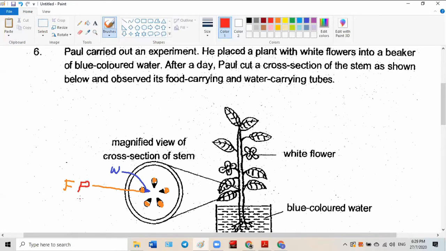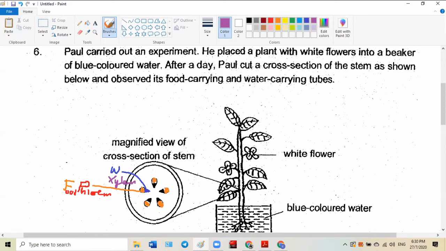Yes, now. The P is the phloem, P-H-L-O-E-M, but you people don't need to learn that. But the food tubes actually are called phloem. The water carrying tubes are called WXYZ, right? Xylem. It's good to know, but you don't need to know the name from P5 and P6. Maybe secondary one. But you can impress your teacher. I know the water carrying tube is xylem.